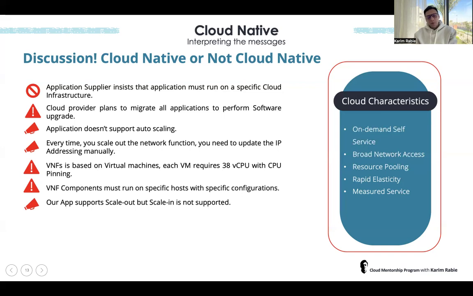Our app supports scale out, but scale in is not supported. So you can scale out, but if the traffic is reduced, you cannot go back. And this is most of the telcos, unfortunately, telco VNFs are like that. So this is not a cloud native practice. So think of cloud native as the opposite of these statements. Whenever you do the opposite of these statements, then you are doing a cloud native thing.